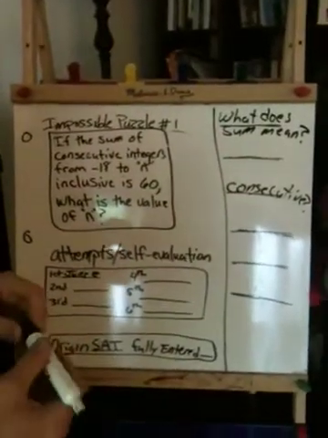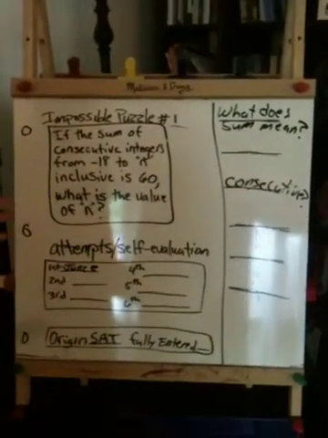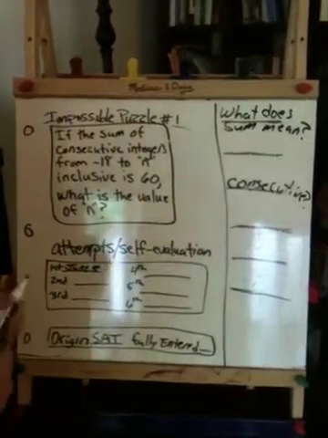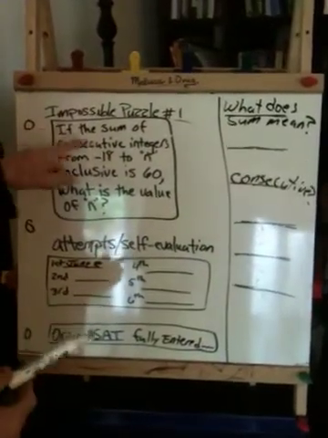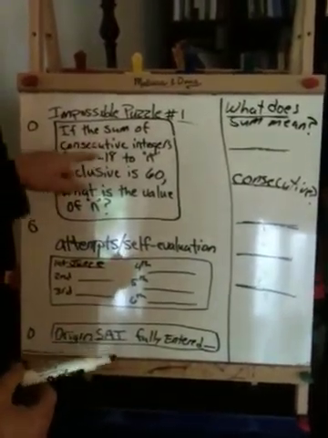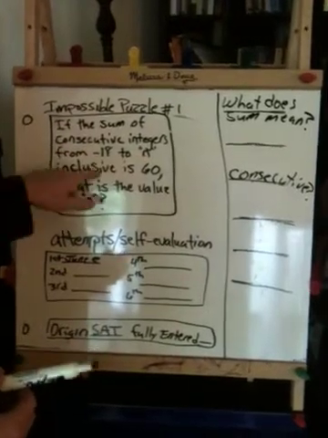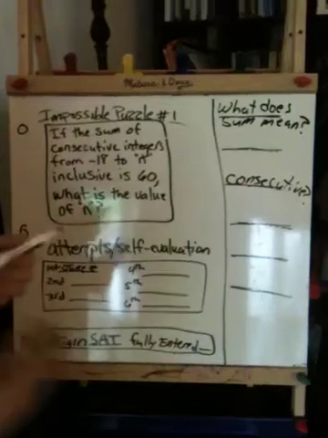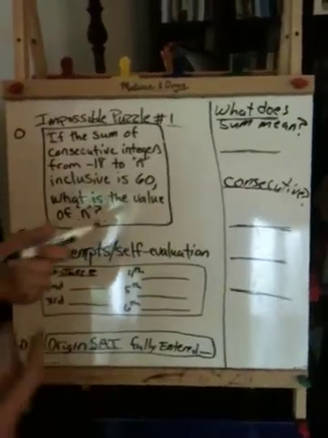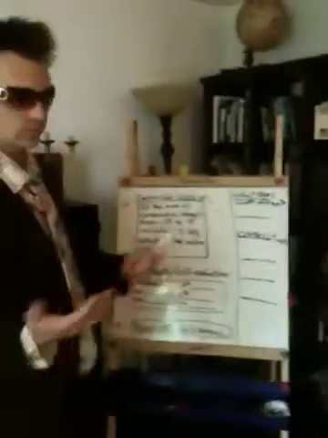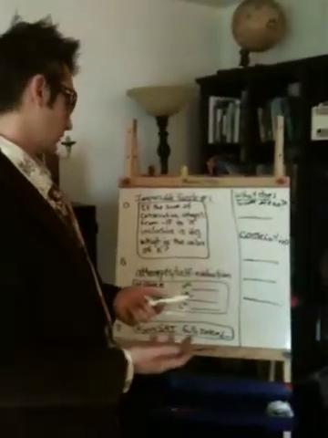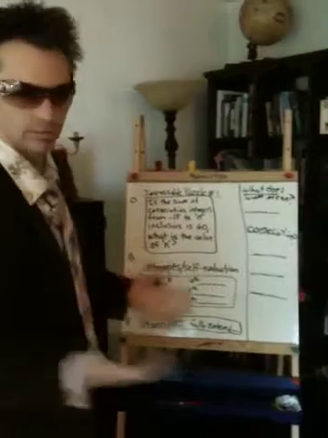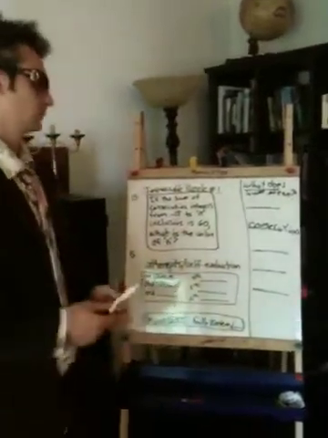Alright, the first thing you should do when you see this is read the question. This one, for instance, says, if the sum of consecutive integers from negative 18 to n, inclusive, is 60, what is the value of n? Now, you may be thinking, I have no idea what that's talking about. It sounds like gibberish to me. And, of course, it is supposed to, because these are all designed to be a little bit too difficult for you. So the first thing that you should do is read the problem again.